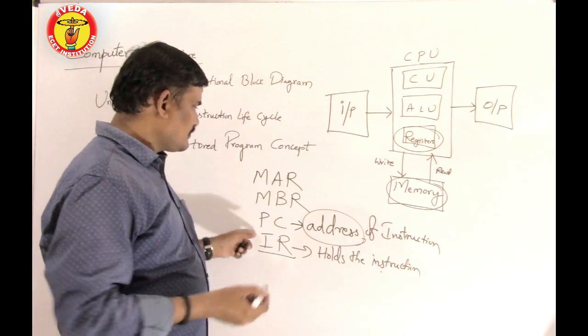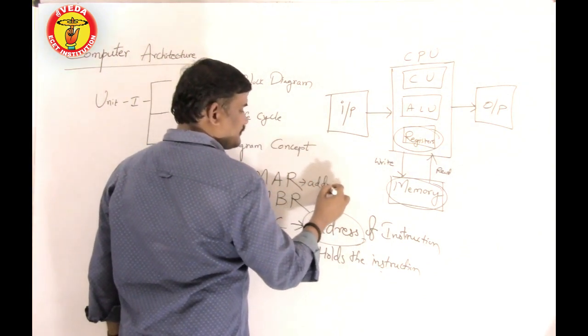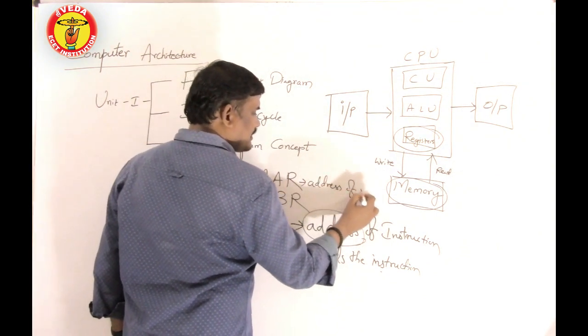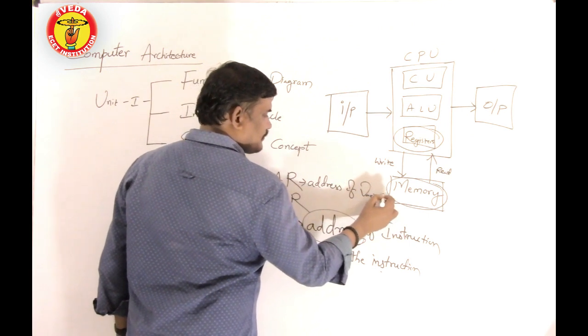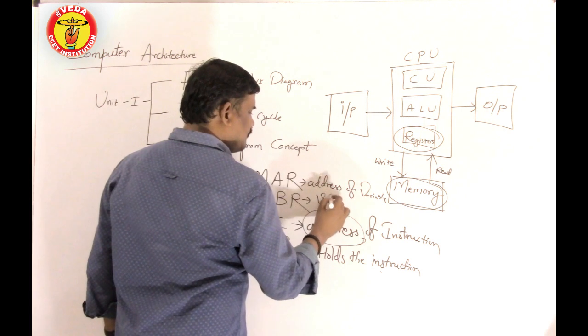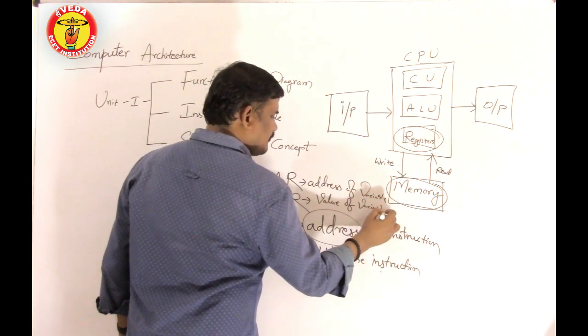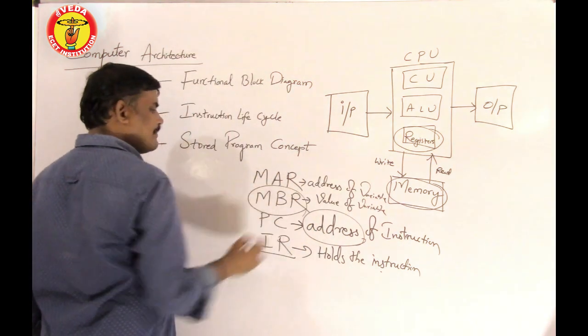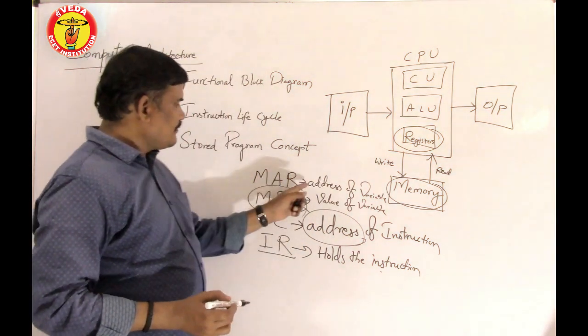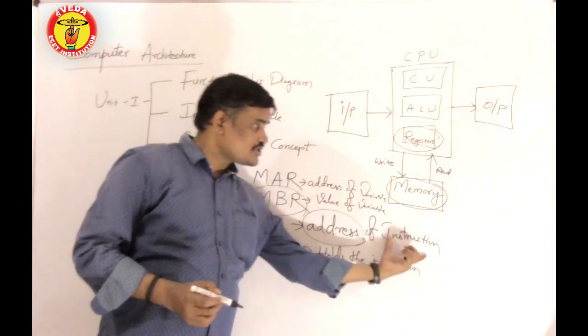What about the address register? It holds the address of a variable. Here we are talking about the address of a variable, whereas the memory buffer register stores the value. If we assign some value to this variable, it can be found inside the memory buffer register. Both the MAR and the PC hold addresses, but here the PC holds the address of an instruction.